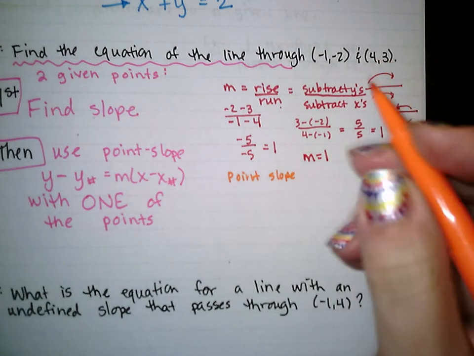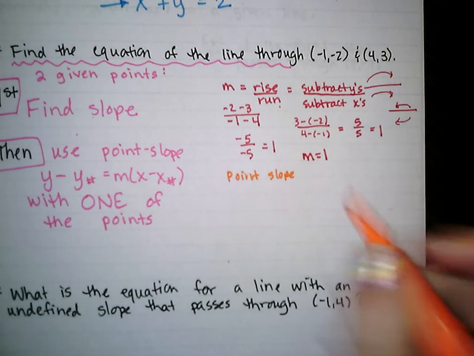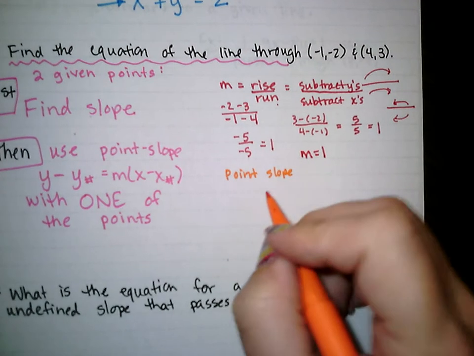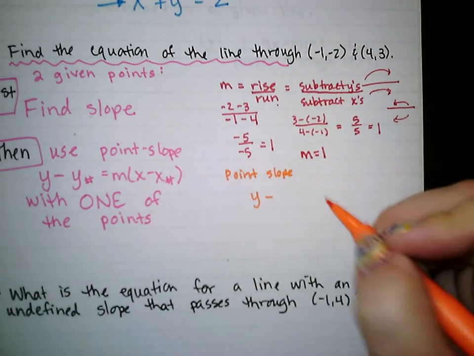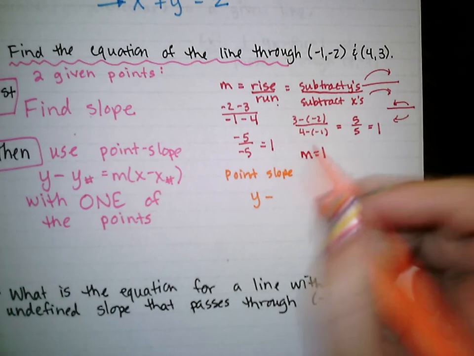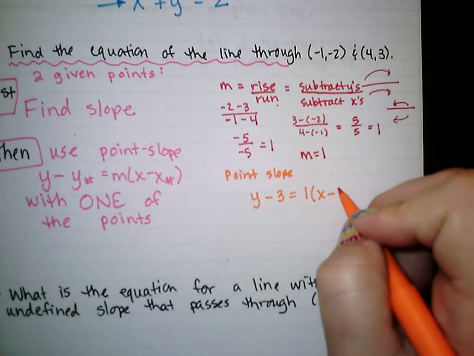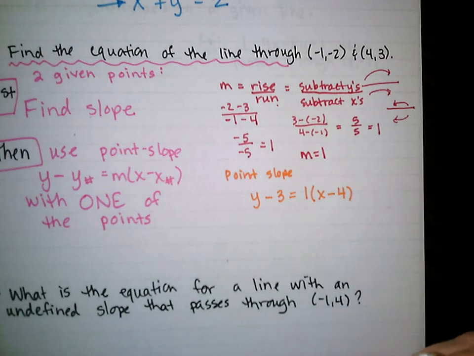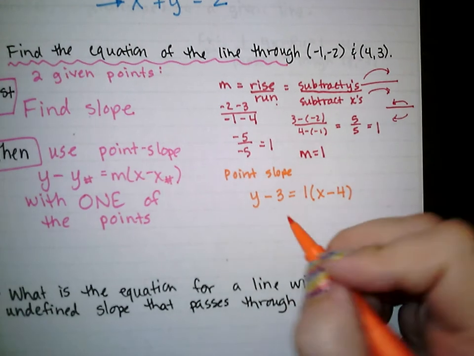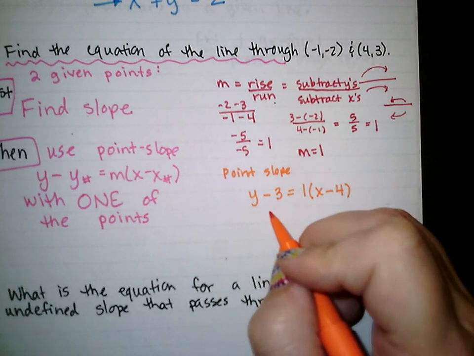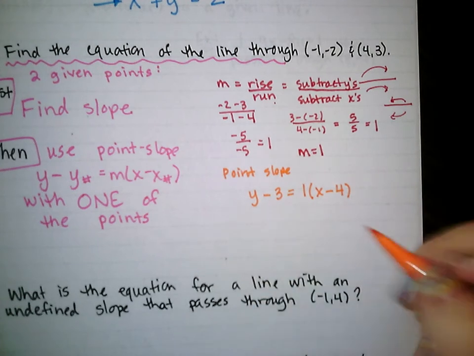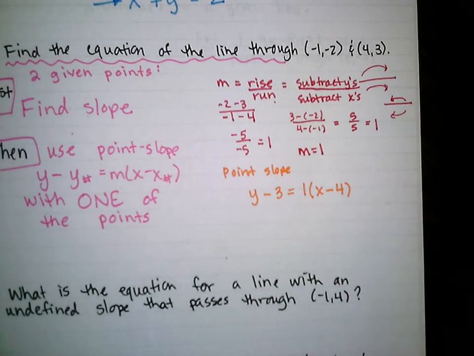I'll usually choose the one that has the positive numbers, but sometimes you don't have any options. At any rate, we're going to do y minus our y number. So y minus 3 equals our slope times x minus our x number, which was 4. And then point slope form would just be that. Y minus 3 equals 1 times x minus 4.